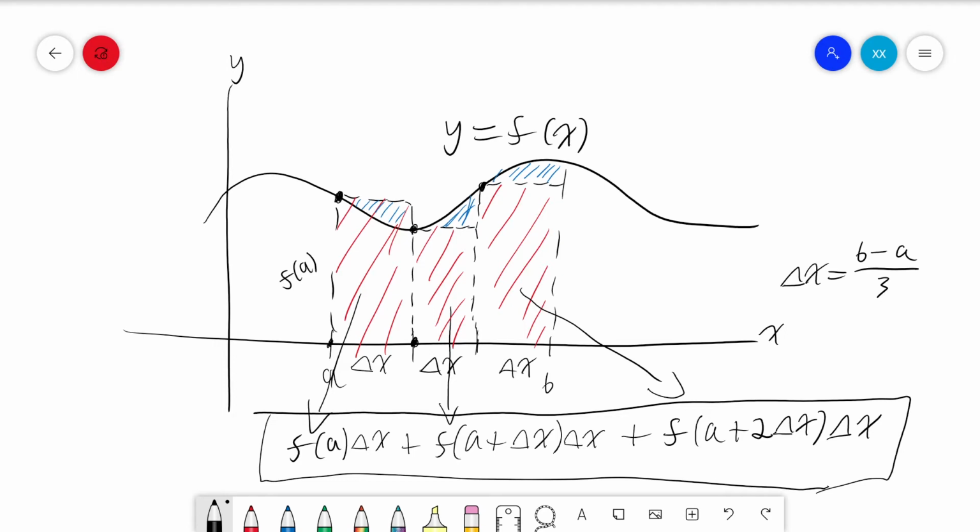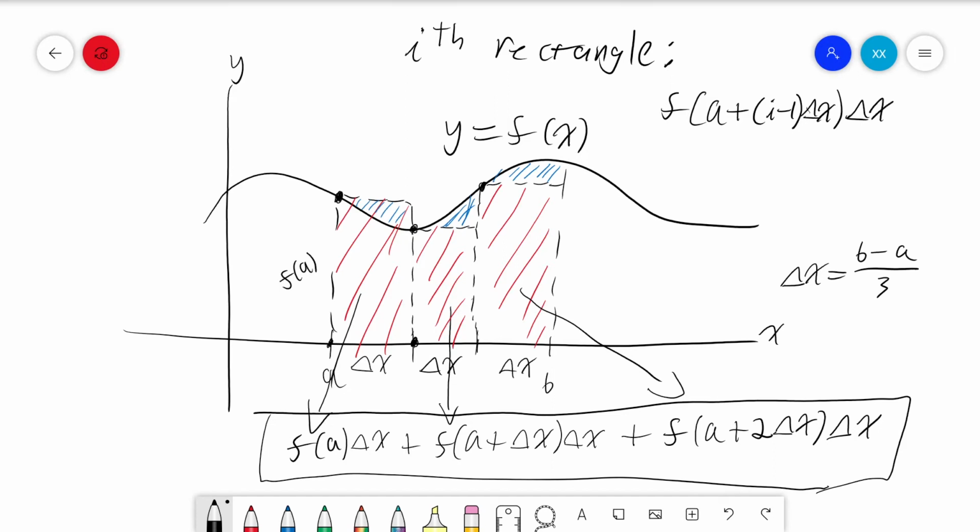And in general, the ith rectangle, so say if we were approximating using 1,000,000 rectangles, the ith rectangle, where i is just any numbered rectangle, will be given by the height, which will be f of a, our starting point, plus i minus 1 times delta x, all multiplied by delta x, or this is our height, this is our base.